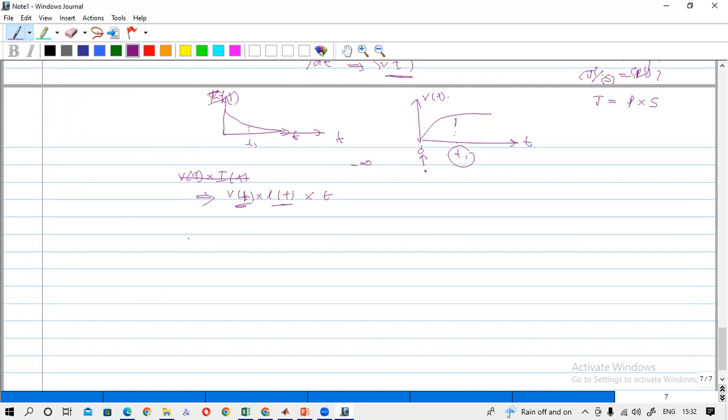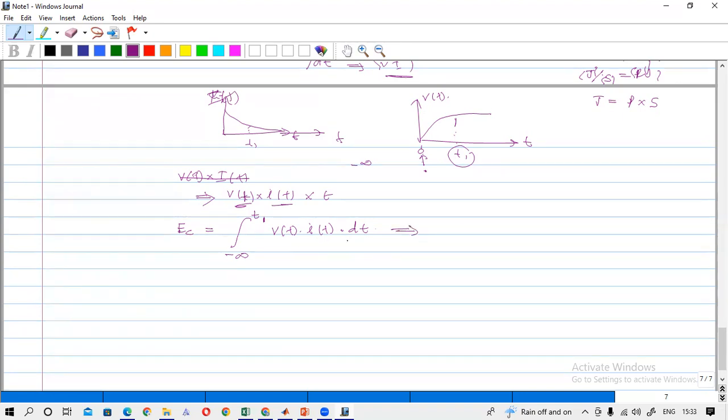So the total energy of the capacitor can be found if you integrate from minus infinity to some T value, let's say T1. You have to integrate this v(t) i(t) with respect to dt up to this point. So you will get like this.